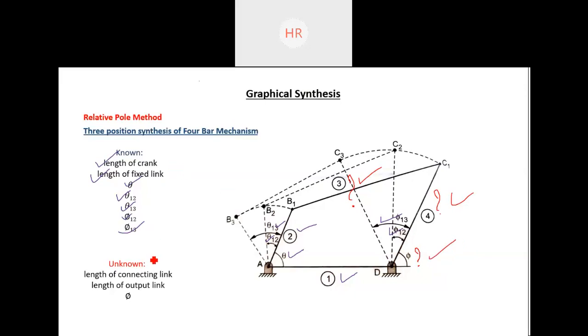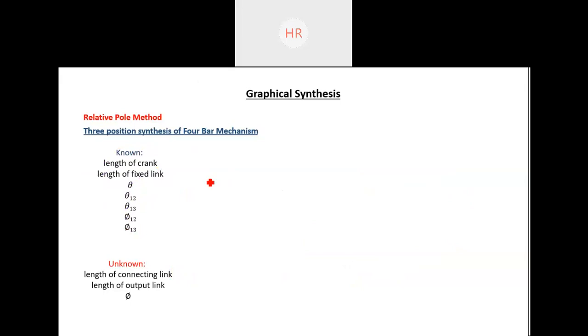Known and unknown quantities are the same whether you use the relative pole method or the inversion method. This much amount of things you are required to find. And in this problem also, if the length of crank is not given, then you have to assume it as half of the length of fixed link. And if theta is also not given, then also assume, because these things are required to solve the problem. So if not given, you have to assume. So let's have a look at the procedure.